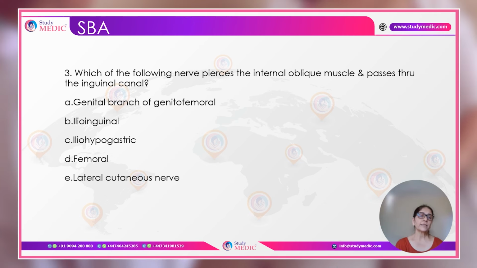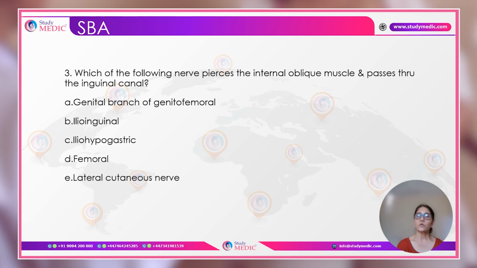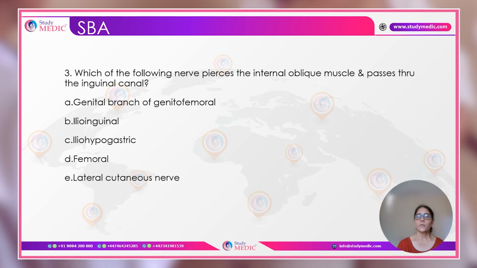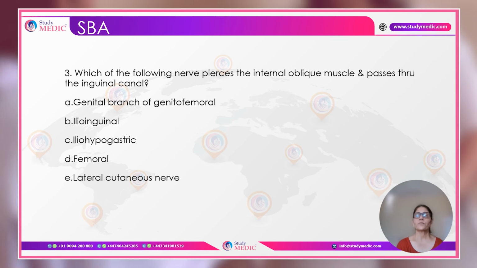Now coming to the next question. Which of the following nerves pierces the internal oblique muscle and passes through the inguinal canal? So we know the branches of the lumbar plexus, that is the femoral or the obturator, then you have the genital branch of the genitofemoral nerve, ilioinguinal or iliohypogastric. All these are branches that go and supply the lower part of the abdominal wall, the genitals or the lower limbs.